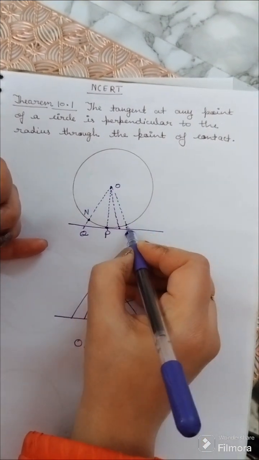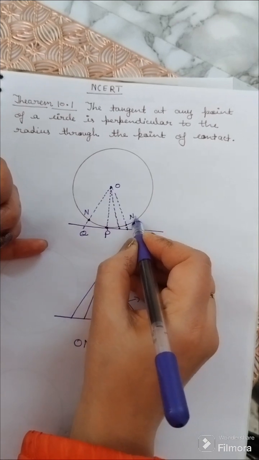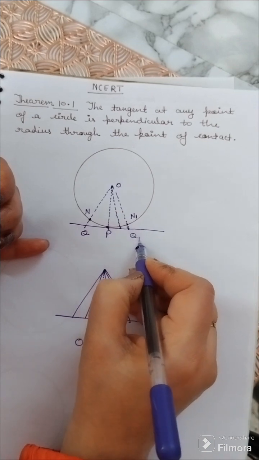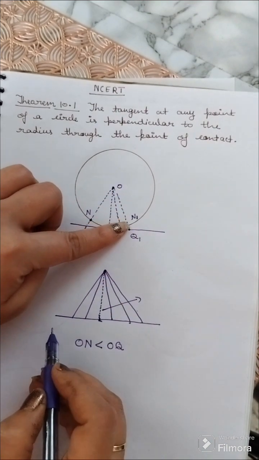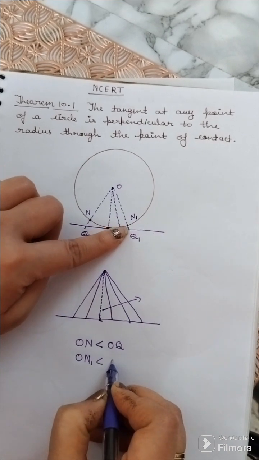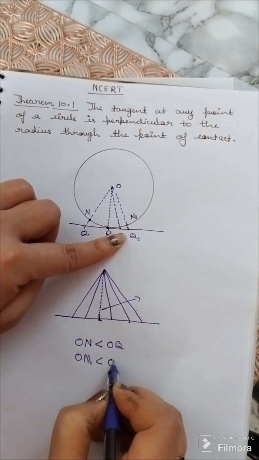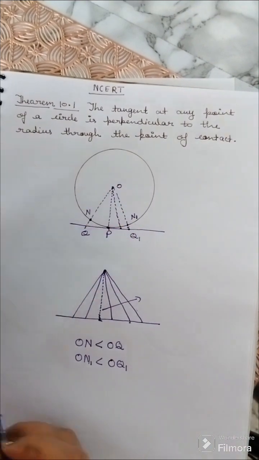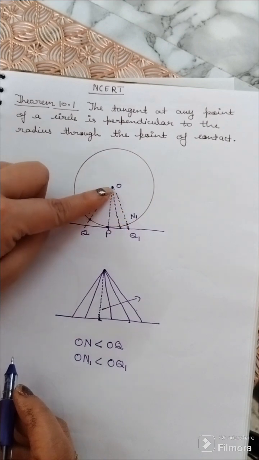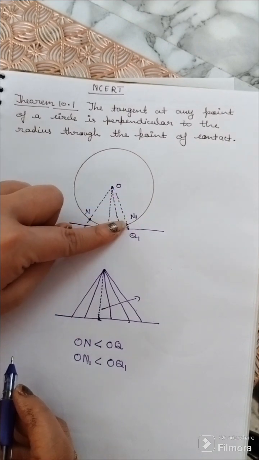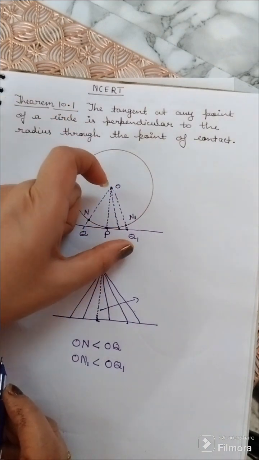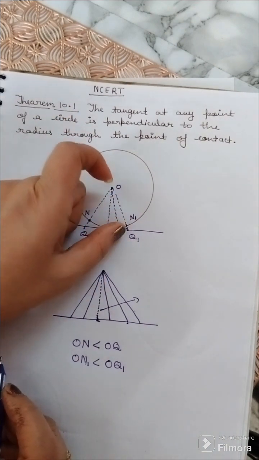Suppose I am taking another line and I'm giving this name N1 and Q1. Then here also ON1 is always less than OQ1, right? With the same concept that ON1 is the radius and ON1 plus N1Q1 is OQ1. So obviously OQ1 is greater than ON1.